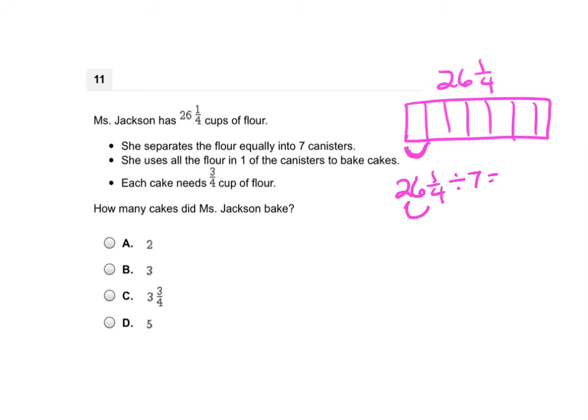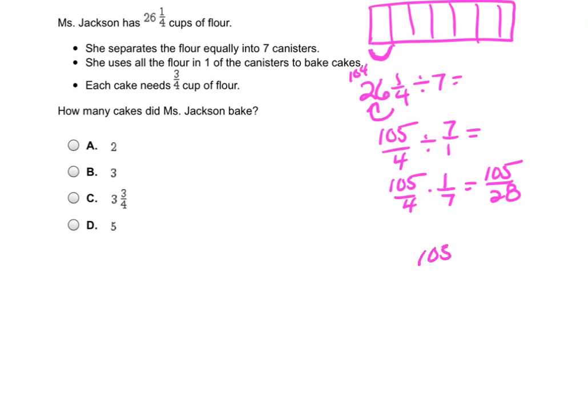When I change this into an improper fraction, 26 times 4 is 104, plus 1 is 105 over 4, divided by 7 over 1. Going to multiply by the reciprocal. Now when I multiply across, I get 105 over 28. That's an improper fraction, so I'm going to change that into a mixed number by dividing. So 105 divided by 28. 28 goes in 3 times.